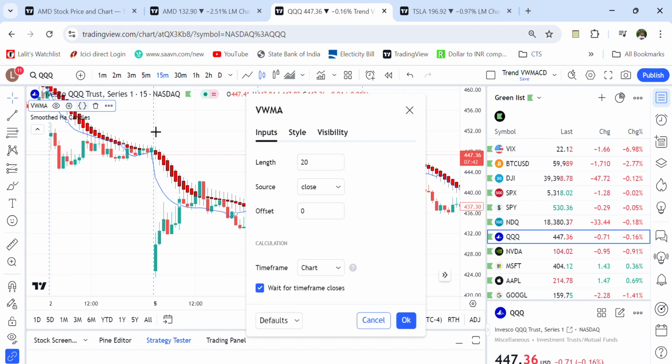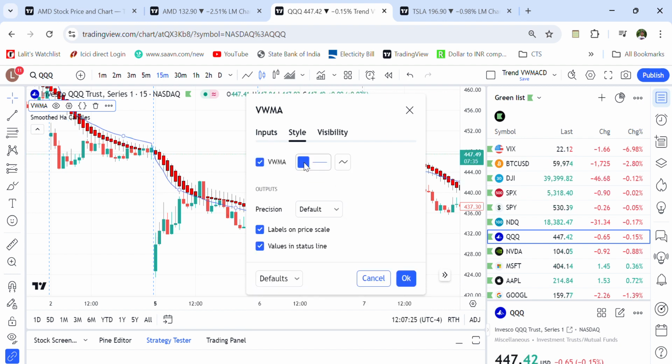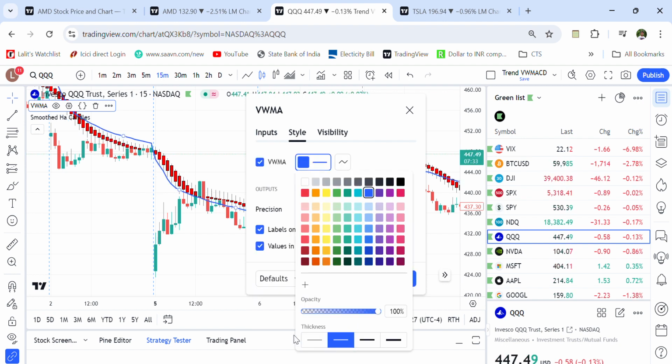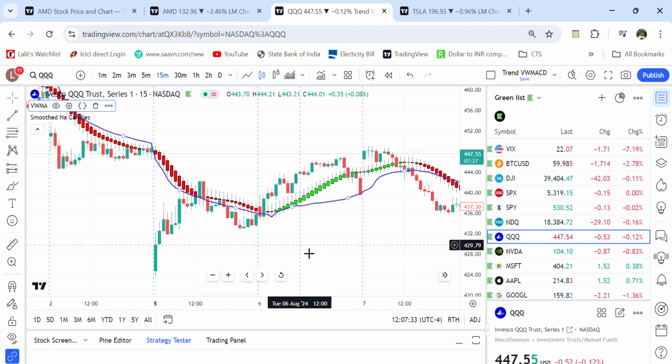The VWMA will go there and we'll make the setting to 30, and we'll make the style a little bit bolder line so that we can see it properly. You can even make it darker. Okay, so that's it. Our indicators are ready.